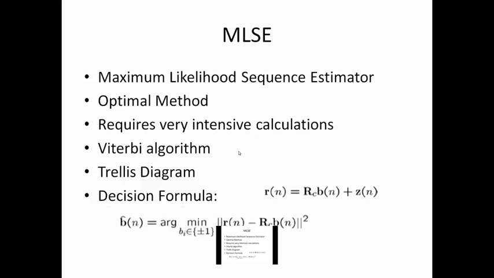And add in some noise, and we decide by finding the minimum. It's either going to be a +1 or -1 of the difference squared.